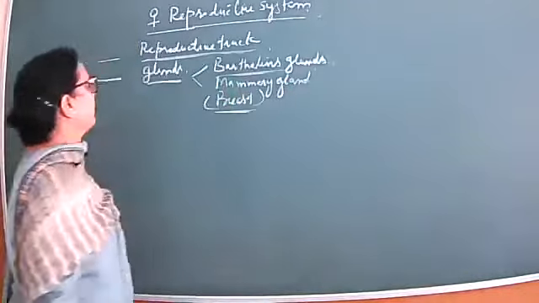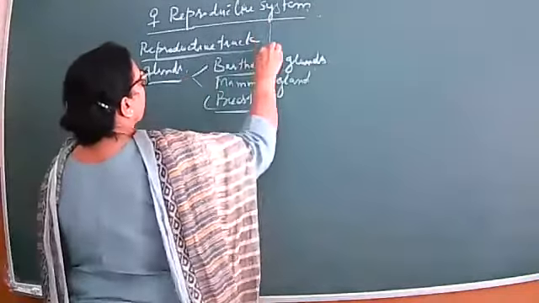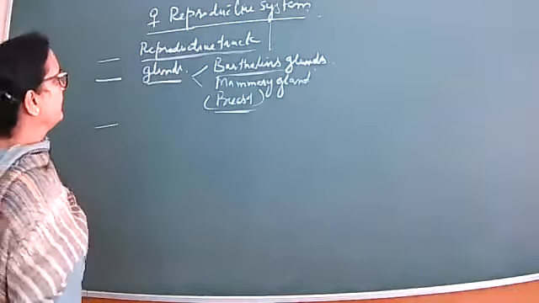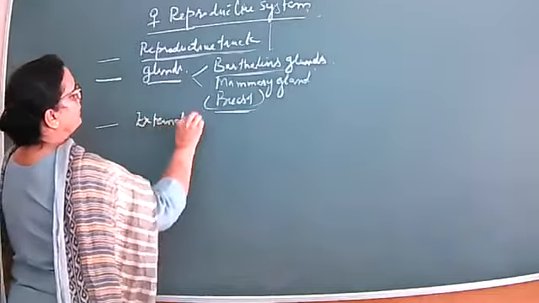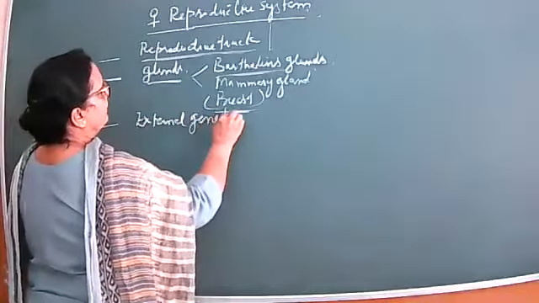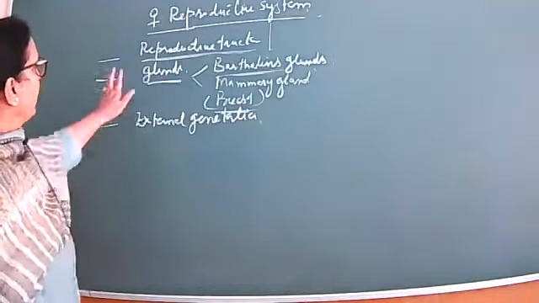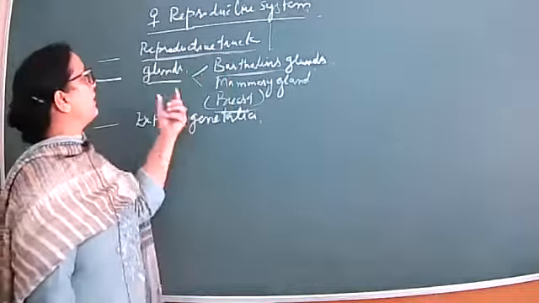So we have to do these two things: the reproductive tract, and another also. Apart from this tract, another thing which is to be included is the external genitalia.